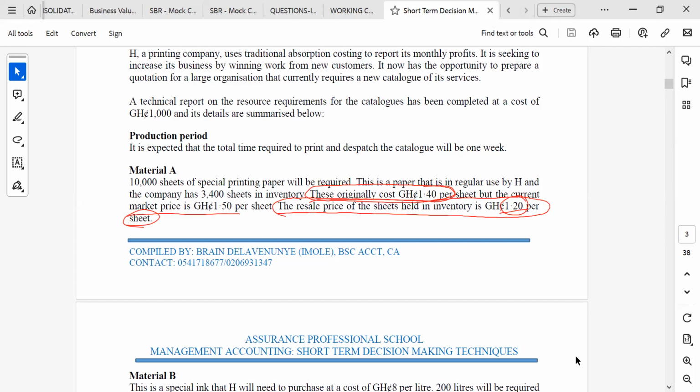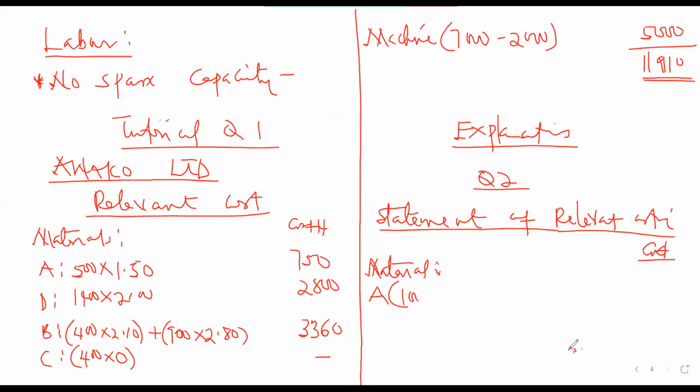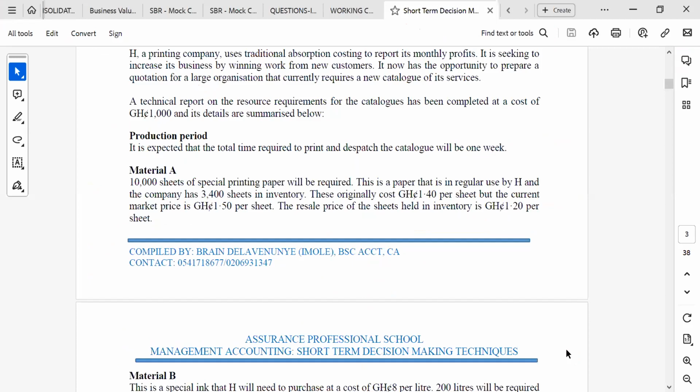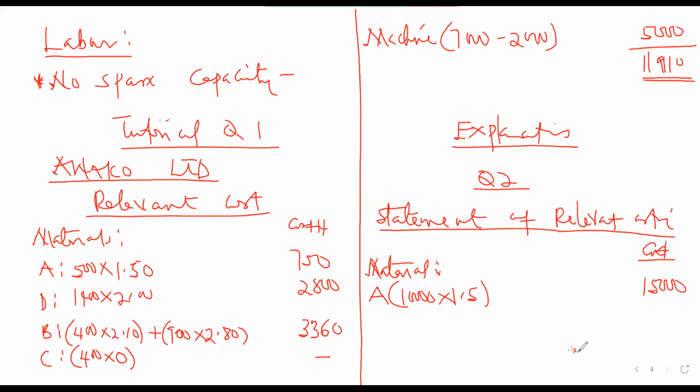But this is a material that is in regular use, so it means that we take the 3,400, we buy additional 6,600. So that will be 10,000 multiplied by 1.5. Yes. Okay, so that will give us 15,000. So you have to know the price that you will use. If the material is in regular use, we use the current market price or the replacement cost.